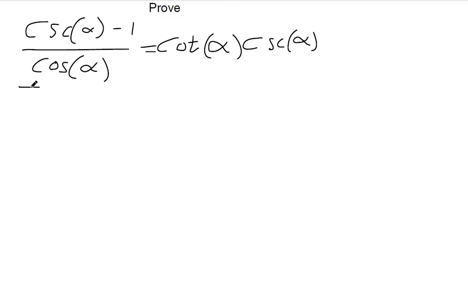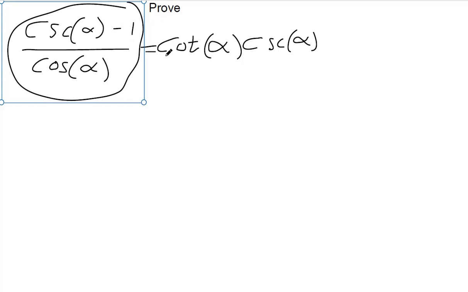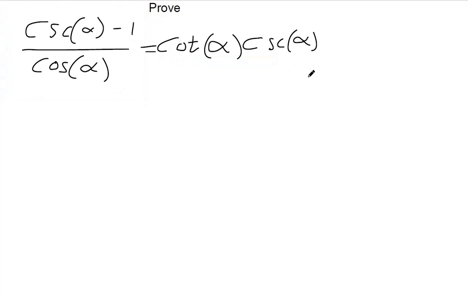Our goal is to prove that this is equal to this. It's not an equation if they tell us to prove it. We're just supposed to show that this is the same thing as this over here. To make that happen with a proof, we start with the left statement, the first statement, and we keep reworking it until it matches the right statement over here.